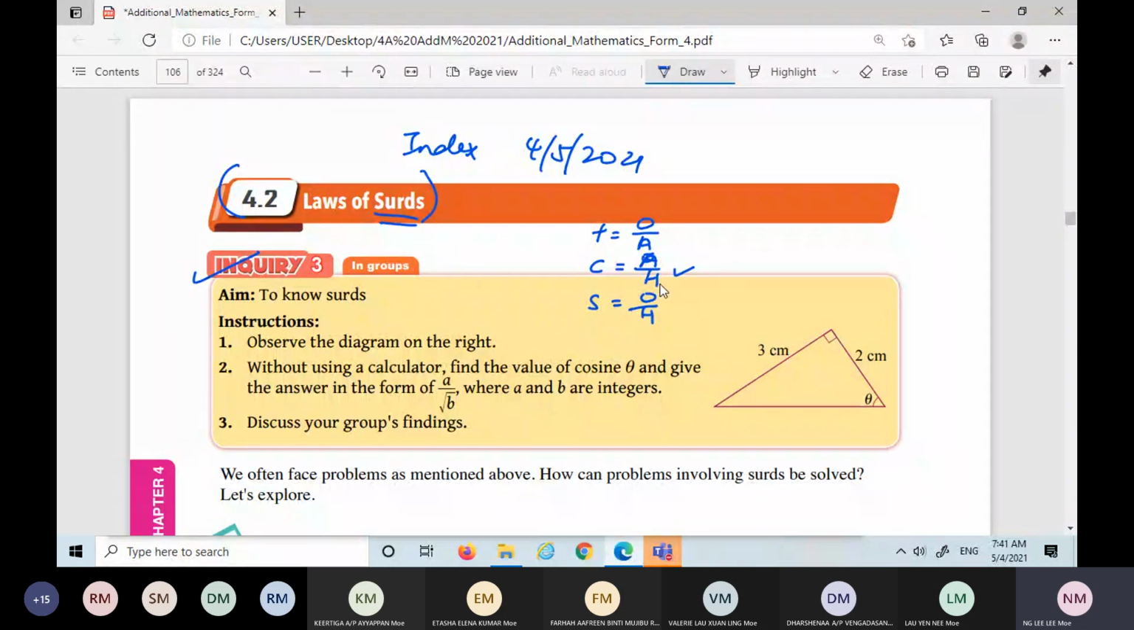Hypotenuse is the side opposite the right angle. So this is the hypotenuse. If this is the angle theta we refer to, then the side opposite theta is O, and the other side is adjacent. So cos theta is equal to A over H, adjacent over hypotenuse. This one you need to find. How do you find this?